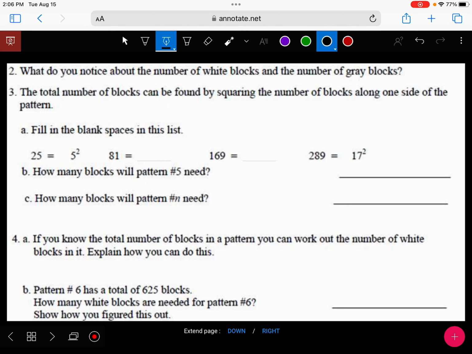The total number of blocks was found. So for number 2, we noticed that it was 1 different. Number 3, we found, and we put it in our square. The total number of blocks found is squaring the boxes on the side.